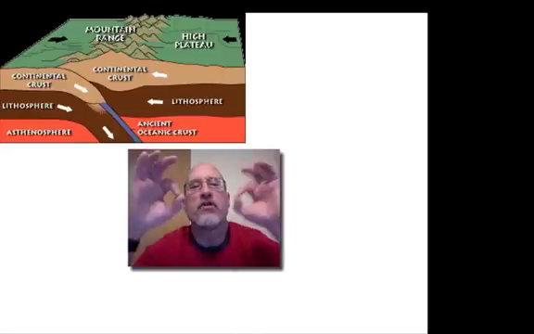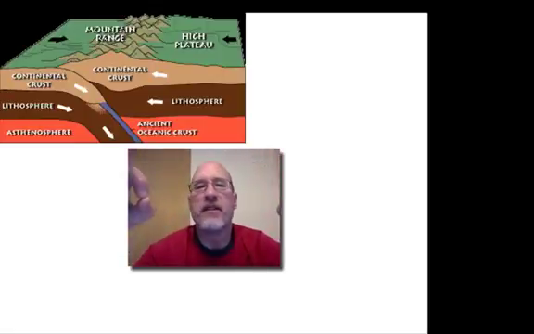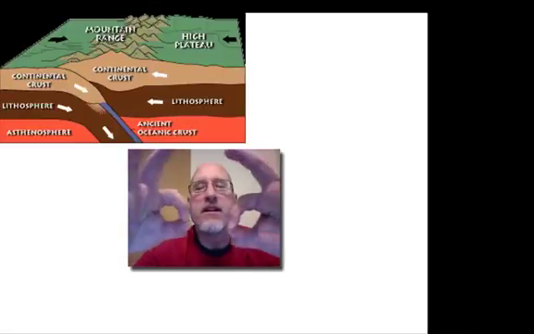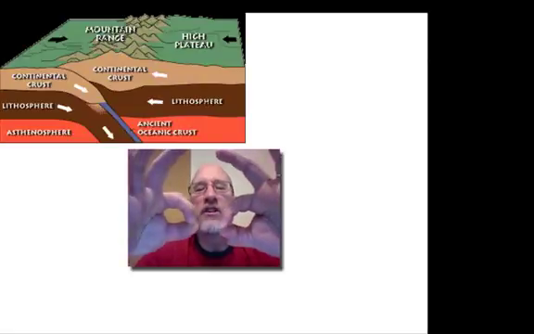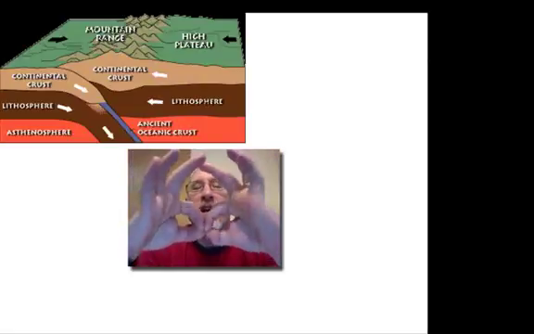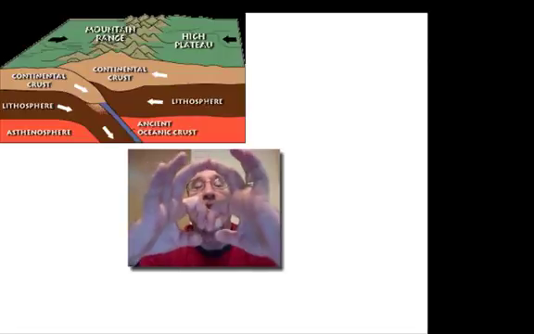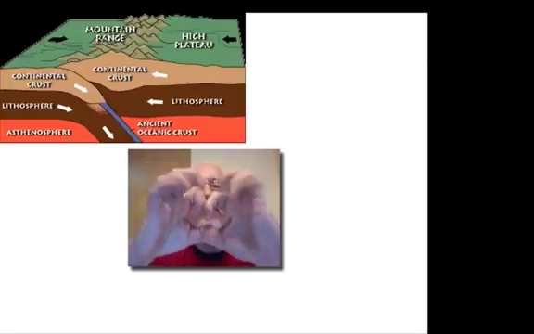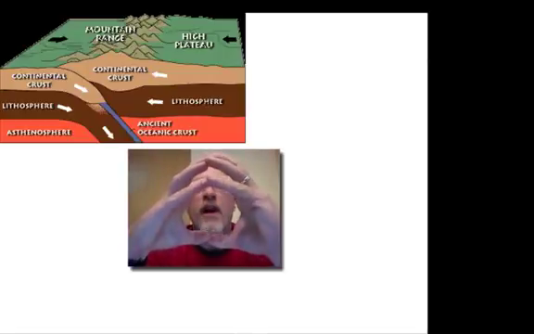Now, what happens when you get two continental plates coming together? They're both light, and they're playing chicken. They're two cars colliding, their bumpers hitting, and what's going to happen is the hood area of the car in the middle is going to fold. It's going to fold upward.